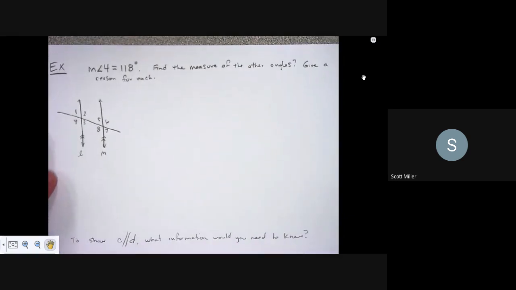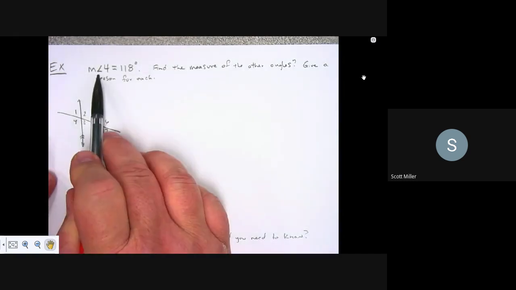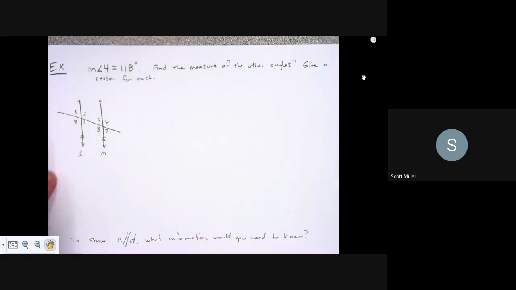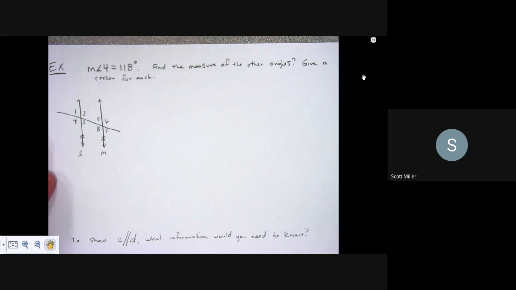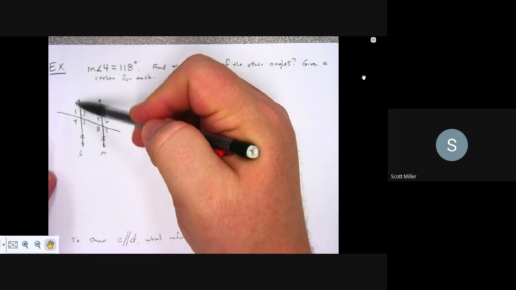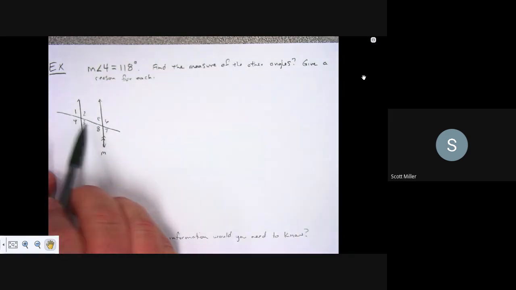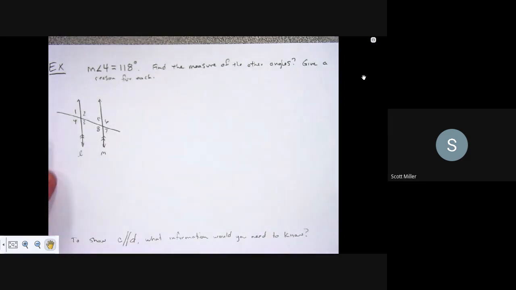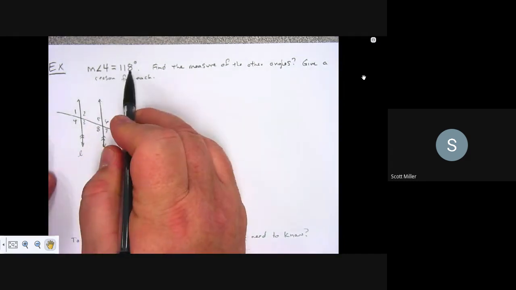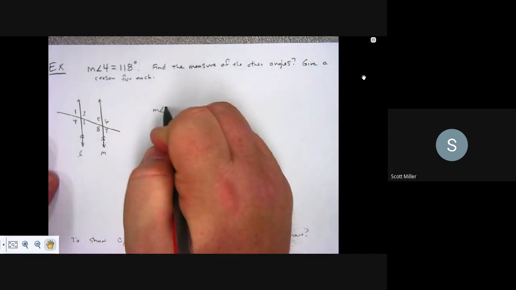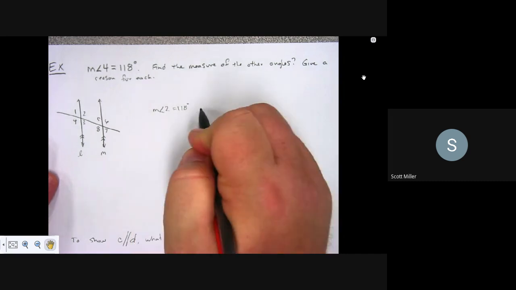Based off of those theorems I just gave you, and the fact that the measure of angle 4 is 118 degrees, find the measure of all the other angles and tell me why. There are a lot of ways to do this. First off, we can use linear pairs, vertical angles, and all the ones I just showed you. If angle 4 is 118, then 4 is congruent to 2. So the measure of angle 2 is 118 because it is a vertical angle.